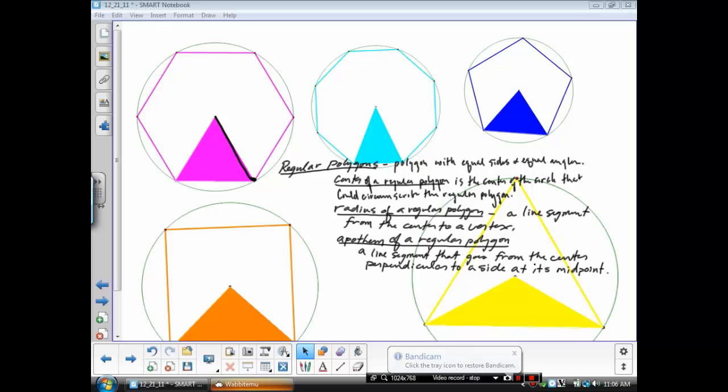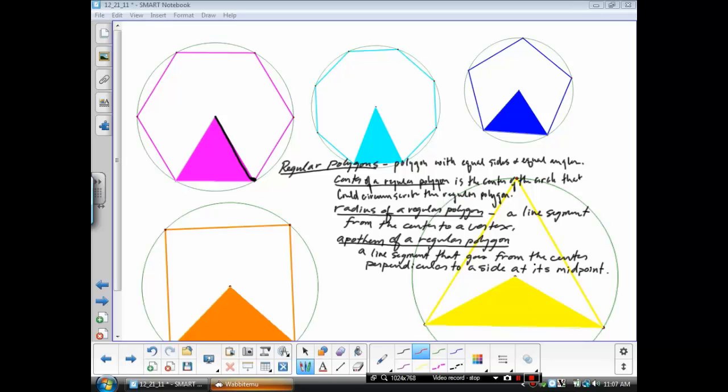Today we're going to be looking at regular polygons. And the first thing you need to know with a regular polygon is that you're working with a polygon with equal sides and equal angles. So in this section, we are working with regular polygons, which are polygons with equal sides and equal angles.